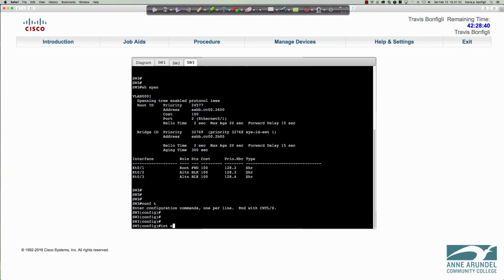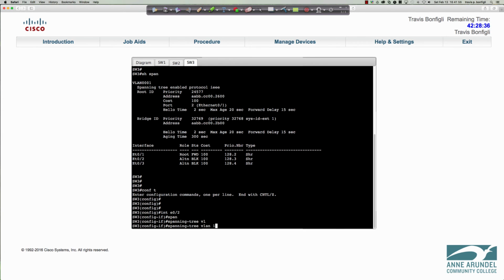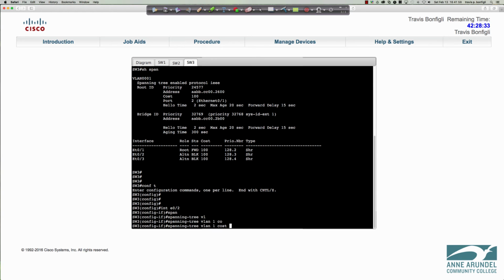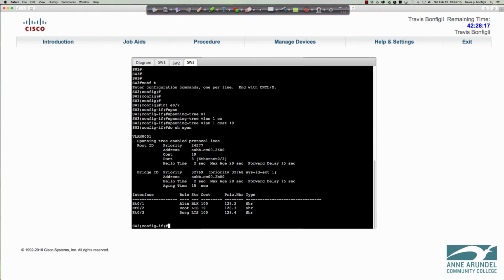We're going to go into interface Ethernet 02, and say spanning tree VLAN 1, and we're going to lower the cost. It says 16, but we'll set it to 19 here. Now, remember what we had up here, right? Ethernet 01 was the root port, and then we had 2 blocking ports. Now let's take a look and see what we see.